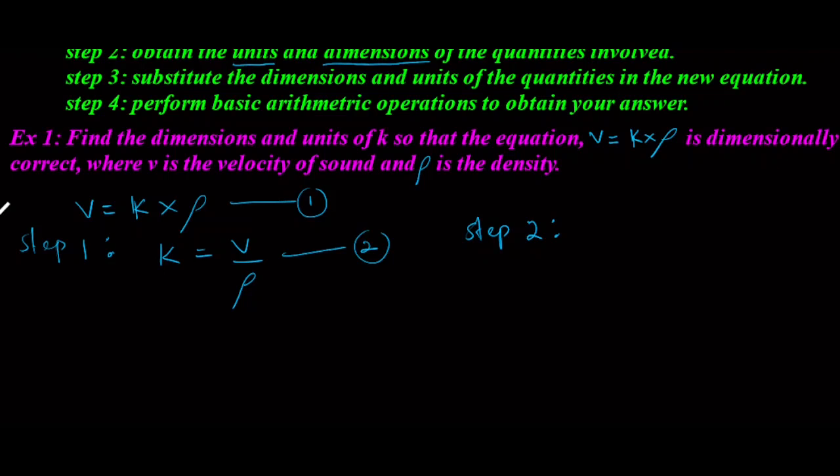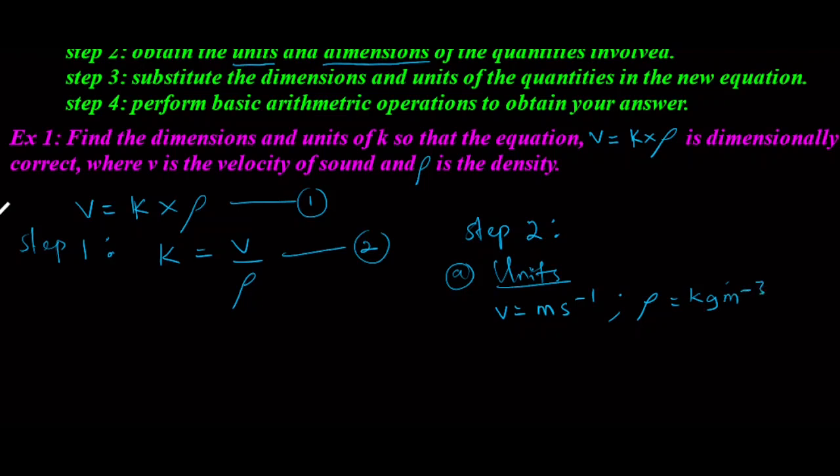Let me start with the unit, part A of the question. What is the unit for the quantities involved? We have velocity and density. The unit for velocity is meter per second, while the unit for density is kilogram per meter cube.